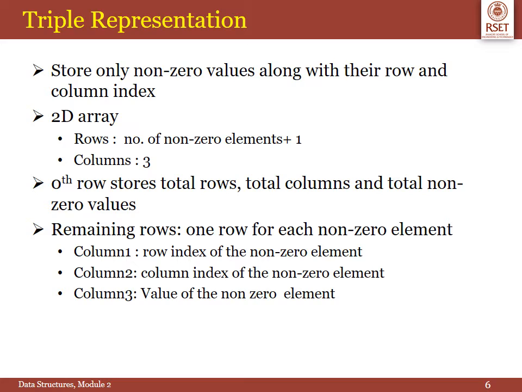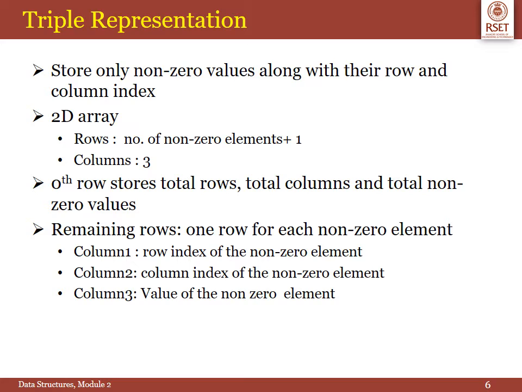That is, the number of rows in this array depends upon how many non-zero elements you have in the original matrix. Suppose there are n non-zero elements in the original matrix; in the sparse representation you will have n plus 1 rows and always 3 columns. The first row we dedicate to store some index values. The first column in the first row stores the total number of rows in the original matrix. The second column represents the total columns in the original matrix, and the third column represents the total non-zero values in the original matrix.